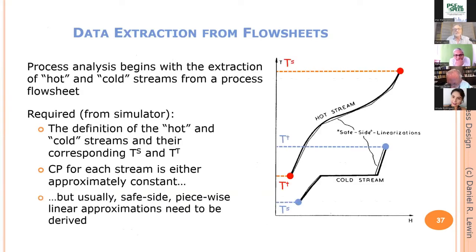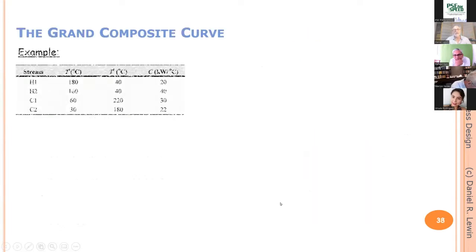So basically, the idea of safe side approximation is you take the real process streams, which, let's face it, are not constant values of flowing heat capacity. We approximate them by piecewise linear segments. Safe side means that all the hot streams are approximated on a temperature enthalpy diagram from below, and all the cold streams are approximated from above. That means that we are underestimating the available driving force, which is fine for safe side approximation. So we teach the students how to do this from real flowsheet data.